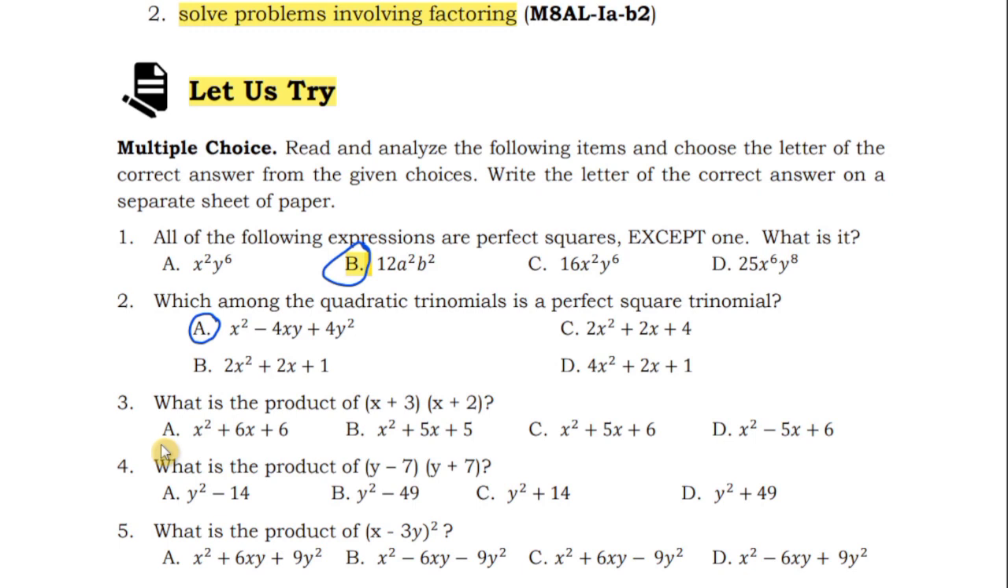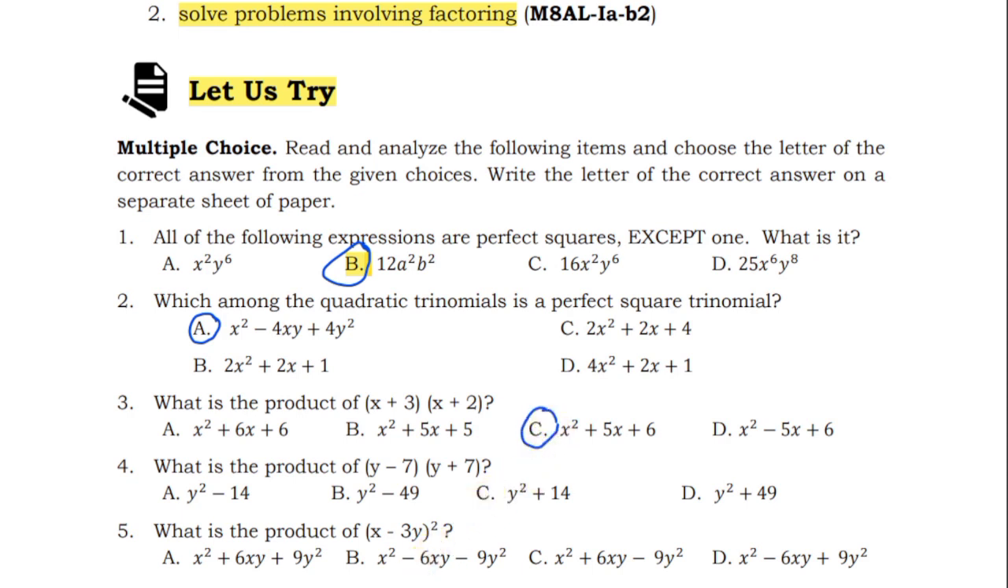Next, what is the product of the quantity x plus 3 times the quantity x plus 2? I repeat, what is the product of the quantity x plus 3 times the quantity x plus 2? A, x squared plus 6x plus 6. B, x squared plus 5x plus 5. C, x squared plus 5x plus 6. D, x squared minus 5x plus 6. So letter C is the answer.